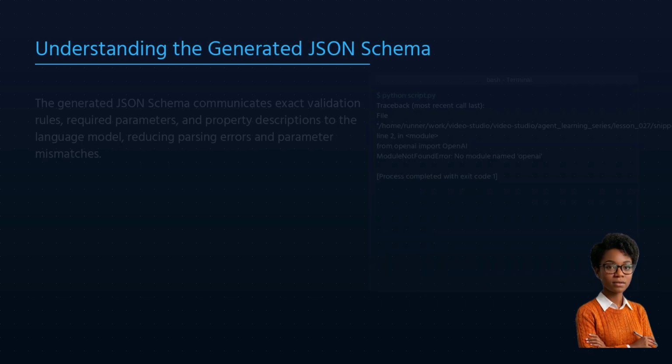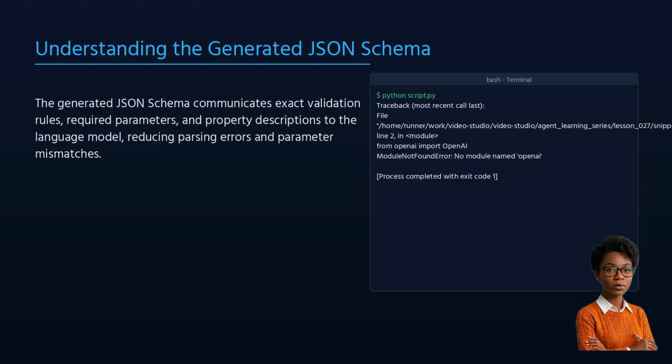Whoops! Looks like we've stumbled upon a classic live debugging moment, which, as seasoned engineers know, is often the best kind of teaching opportunity. Our script, intended to showcase the JSON schema generation, just failed with a module not found error, no module named OpenAI. This clearly indicates that the Python interpreter couldn't locate the OpenAI package, a critical dependency for our snippet. It's a fundamental reminder of the importance of environment setup.